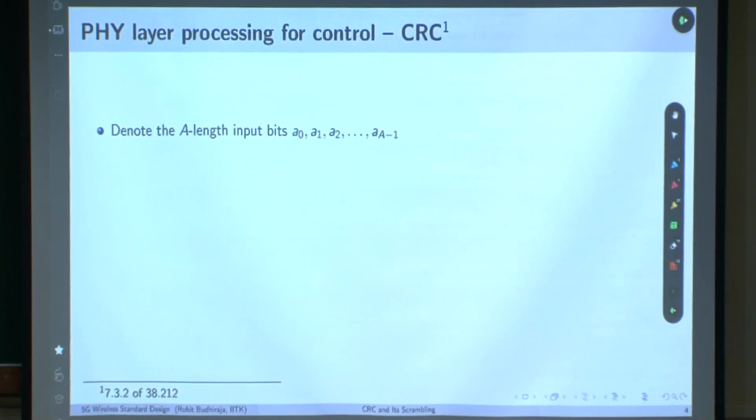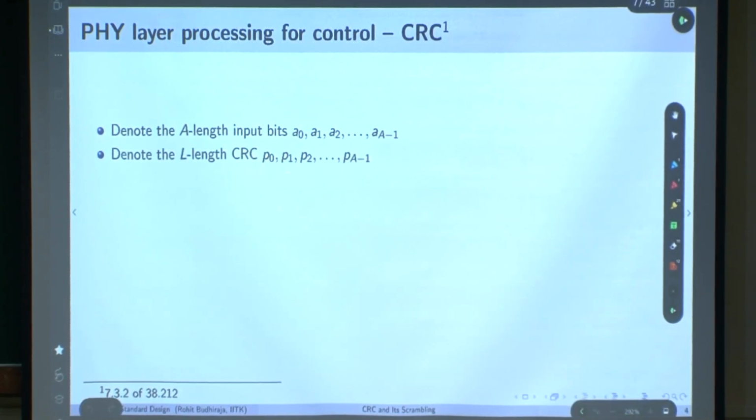So let's say that DCI has come, and the DCI is denoted as A0 to A minus 1, capital A bits. The L-bit CRC is denoted as P0 to PL minus 1, that's a typo, I'll correct it. So this L-bit CRC has been calculated. We know how to do that. We have seen it in the PDCCH chain. The ideas of the algorithm remain the same. So this is the L-bit CRC which is calculated.